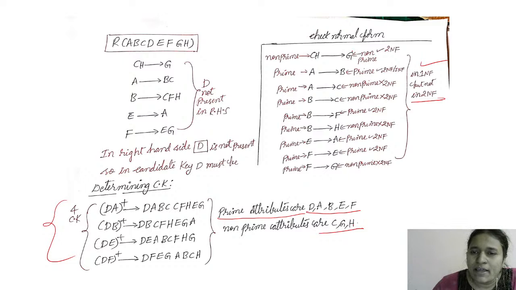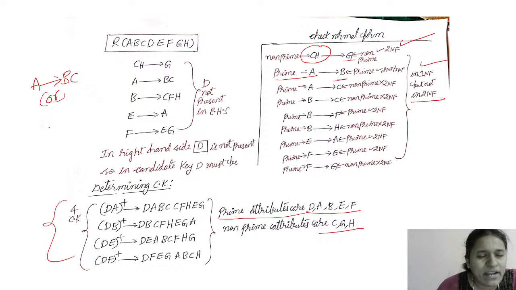Right? Here the first functional dependency is CH to G. CH is non-prime and G is also non-prime. Then it is in 2NF. Next, A is a prime attribute. Here what we did is A to B. I write it like this, A to BC. We can write like this, right? By the union rule, we can divide this into A to B, A to C.